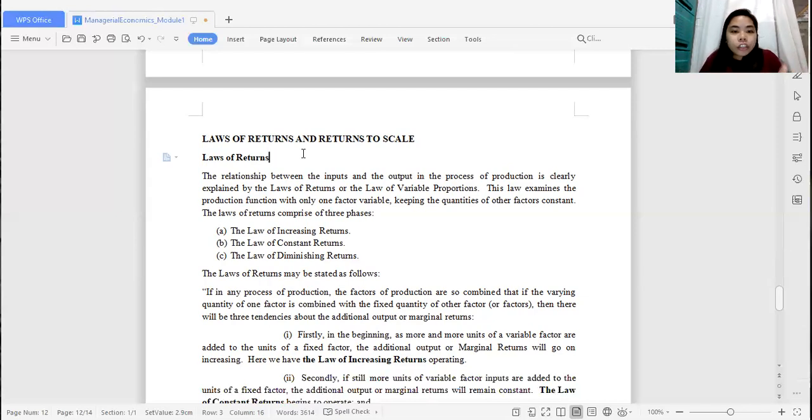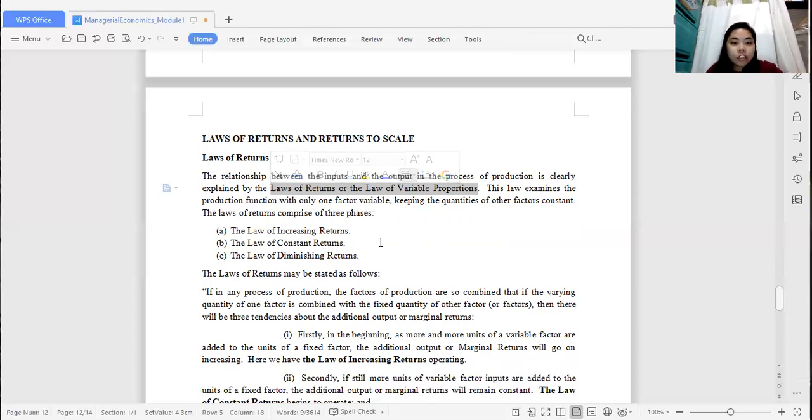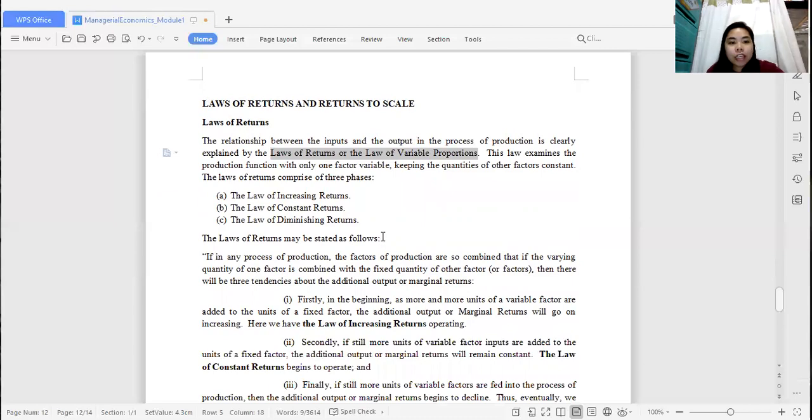No? So the relationship between the inputs and the output in the process of production is clearly explained by the laws of returns or the law of variable proportions. Amo ni siyang nag-apply sa aton nga short run production function. So this law examines the production function with only one variable factor, keeping the quantities of the other factors constant. So the laws of returns comprise three phases. So we have the law of increasing returns, law of constant returns, and law of diminishing returns.